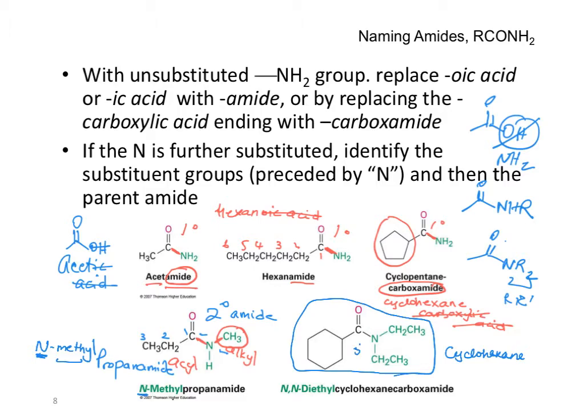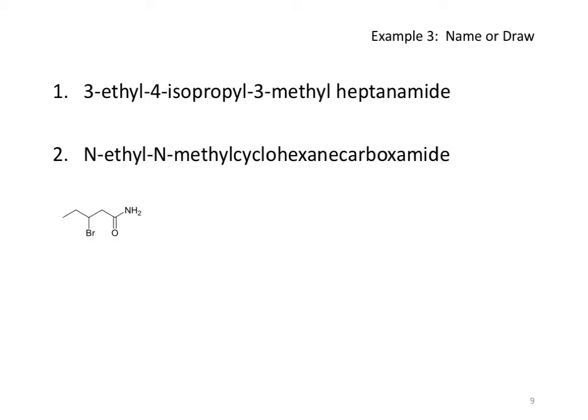This is a tertiary amide, and I call it tertiary because you have one carbon, second carbon, and third carbon. So this is a cyclohexane carboxamide, and since the nitrogen contained two ethyl groups, I'm not going to call it N-ethyl. I'm just going to call it N,N-diethyl cyclohexane carboxamide. You got it.